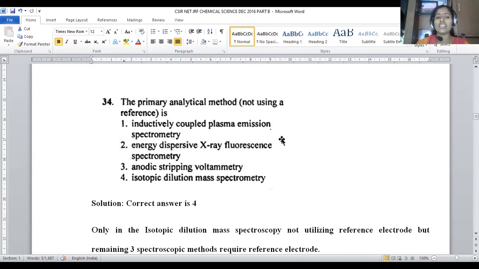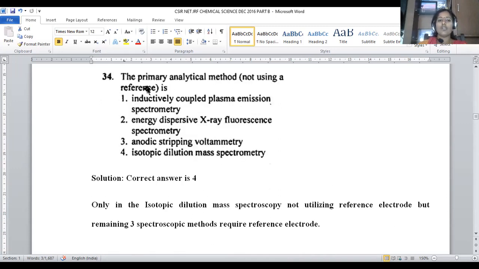If you are going with spectral analysis, a reference is not at all required. If you are taking NMR, TMS is the reference. If you are taking IR, UV, any kind of mechanism, we are applying double beam. So that's the reason why in all the cases we are applying a reference material. But in the case of the primary analytical method where a reference is not required, that is isotope dilution mass spectroscopy. In isotope dilution mass spectroscopy, we are not employing any reference material. So for question number 34, option 4 is the correct answer.